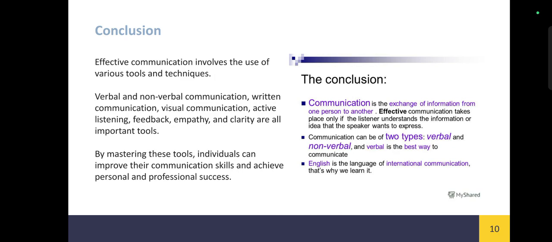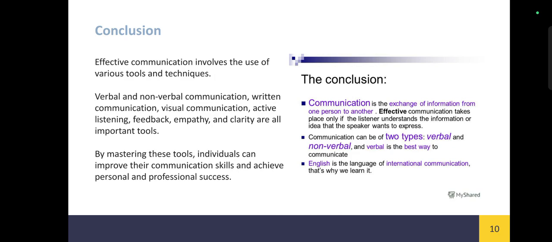Here we come to a conclusion. Effective communication involves the use of various tools and techniques: verbal and non-verbal communication, written communication, visual communication, active listening, feedback, empathy, and clarity are all important tools. By mastering these tools, individuals can improve their communication and achieve personal and professional success.